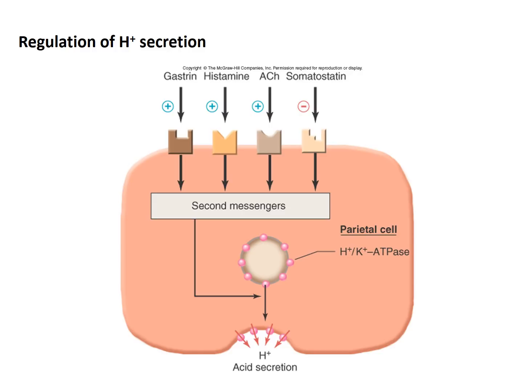So the hormone gastrin, the neurotransmitters histamine and acetylcholine all enhance the activity of that proton pump, putting more acid into the stomach. And a hormone referred to as somatostatin is inhibitory.